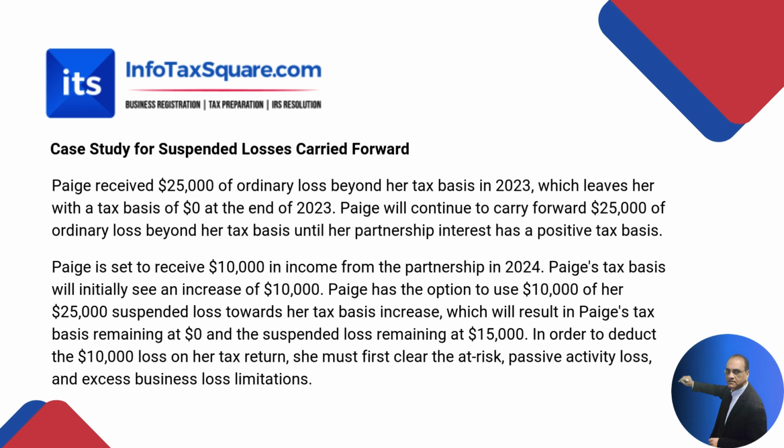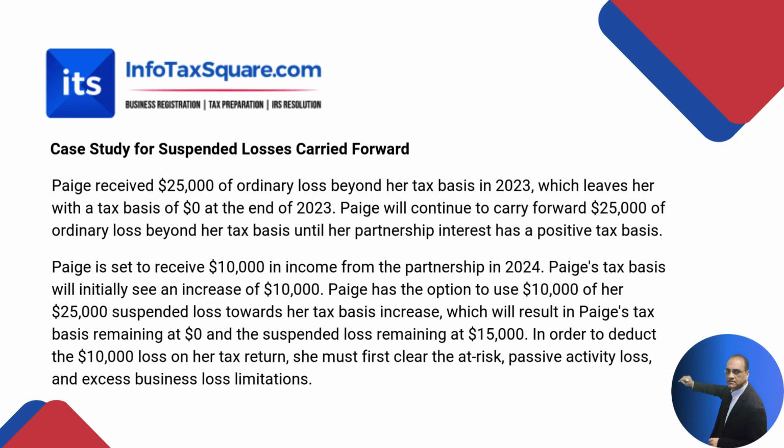So out of the $25,000 loss which she incurred, she can utilize her income of $10,000 in 2024. Now she has the $15,000 loss. In order to deduct the $10,000 loss on her tax return, she must first clear the at-risk, passive activity loss and excess business loss limitations.